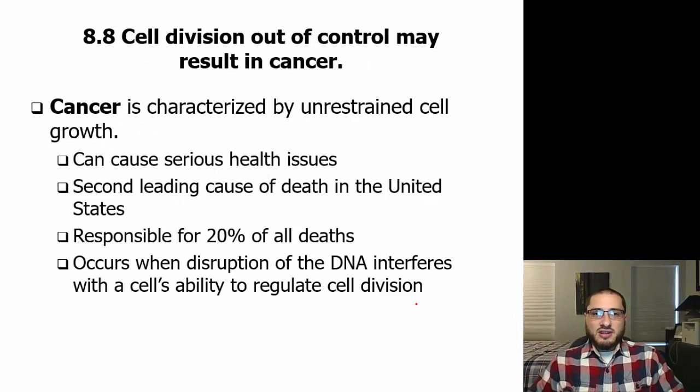Lastly, we talk about cell division going out of control. When that process is constantly going on, uncontrolled, with constant mitosis that we can't control and is unrestrained, we call this cancer. As you know, cancer is not a good thing. It can cause serious health issues. It's the second leading cause of death in the United States, responsible for 20% of all deaths. It occurs when disruption of the DNA interferes with the cell's ability to regulate cell division.